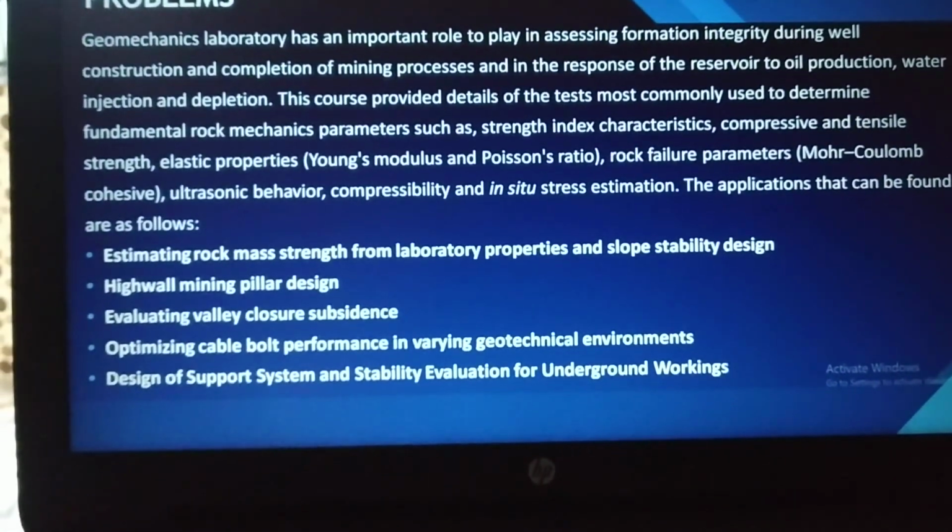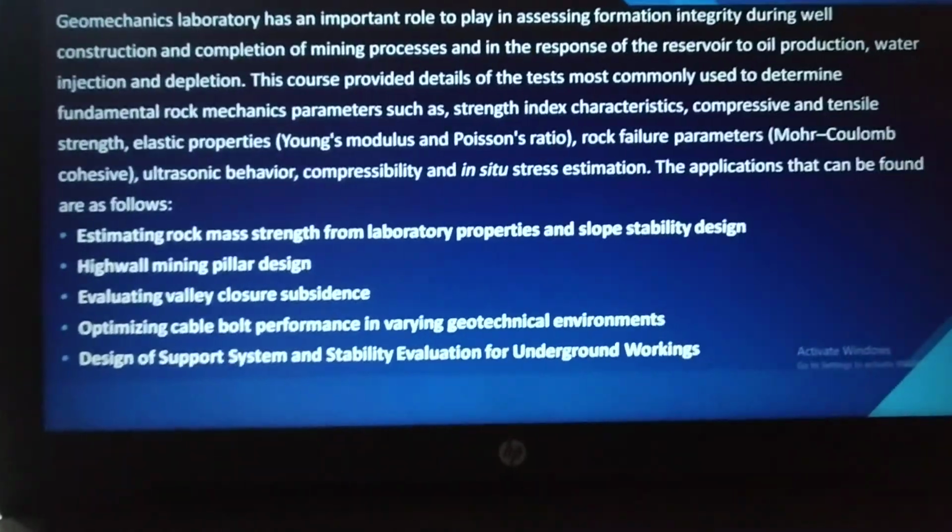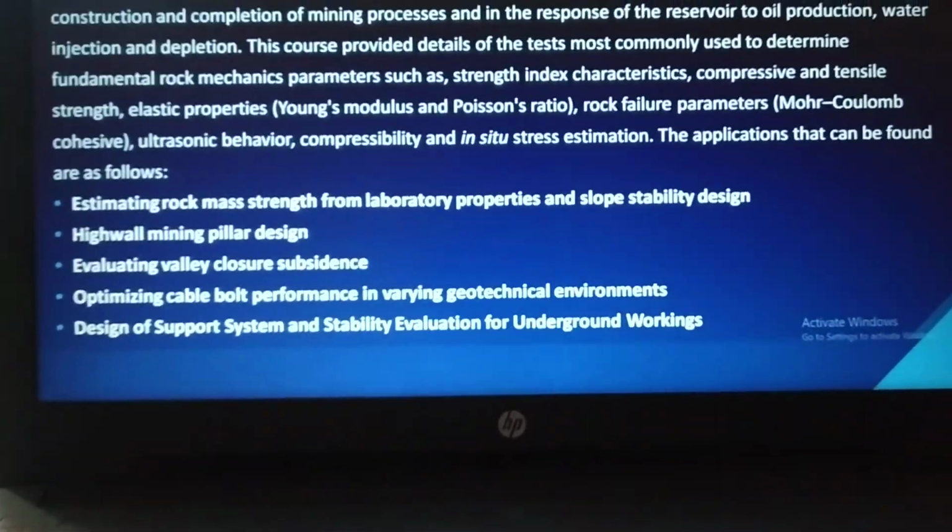Here, I will be discussing the design of support systems as well as optimizing the cable bolt performance in the geotechnical environment, ground.